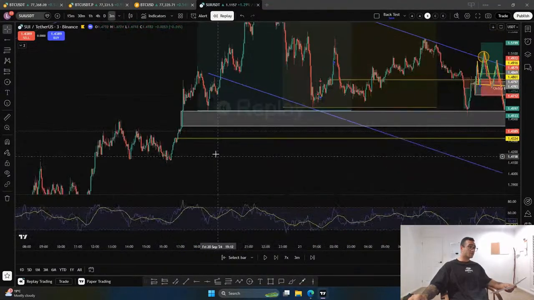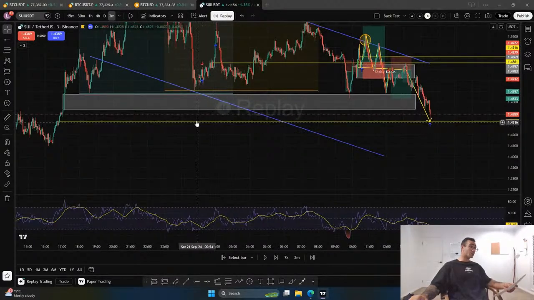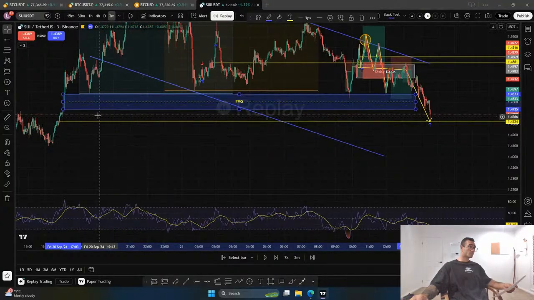Anyway, that accumulation or distribution zone is what traders call the order block. This here is the order block. This is a fair value gap. This is an order block.